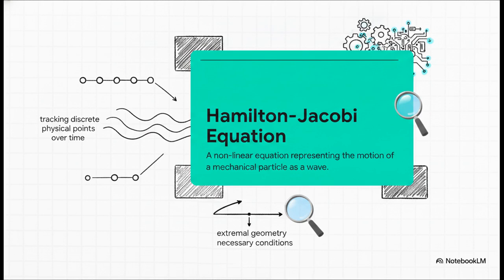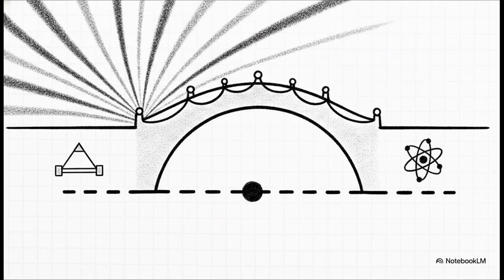By providing a necessary condition for finding extremal geometry, it allowed the motion of a mechanical particle to actually be represented as a continuous wave. This profoundly changed how we understand movement in space. This brilliantly bridged the gap between the classical physical world and the bizarre quantum realm we study today.